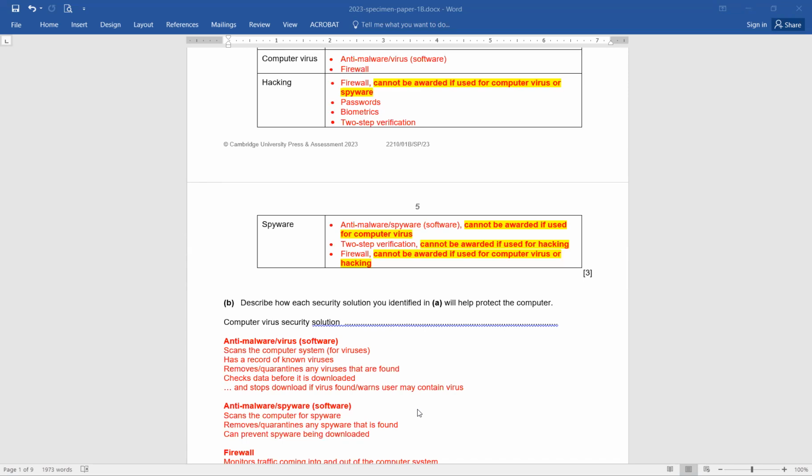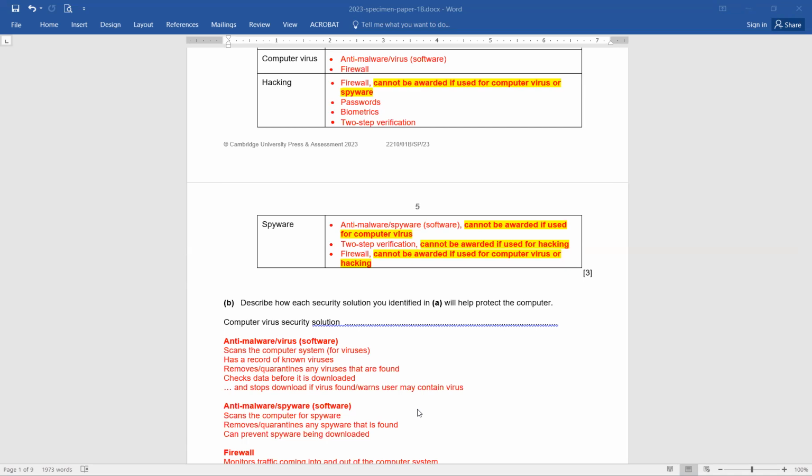The job of antivirus is to scan the computer system for viruses, has a record of known viruses because it has kept a database containing all the details of all the known viruses, removes or quarantines any viruses that are found, checks data before it is downloaded, and stops the download if a virus is found, or warns the user in case a virus has been detected. So we have to write down any 2 valid points, and you are able to score 2 out of 2 very easily.